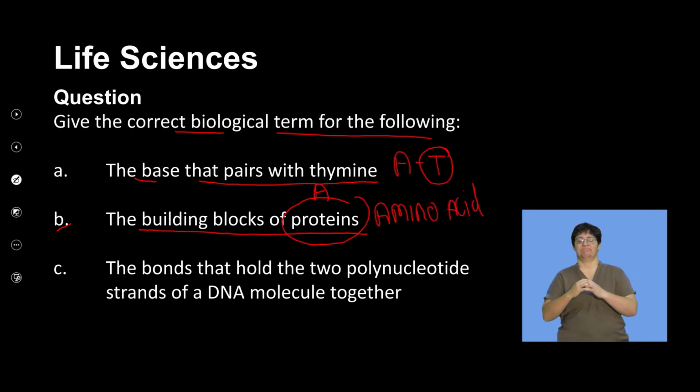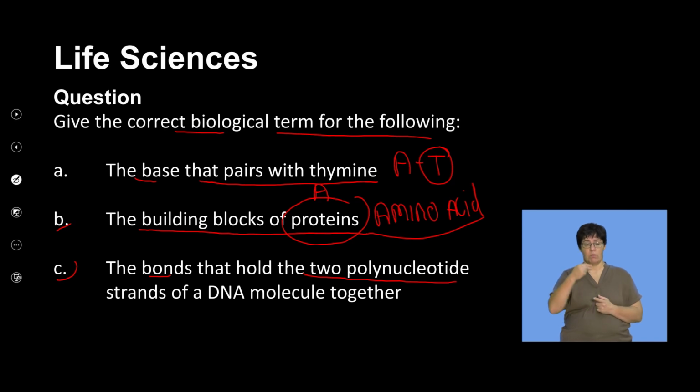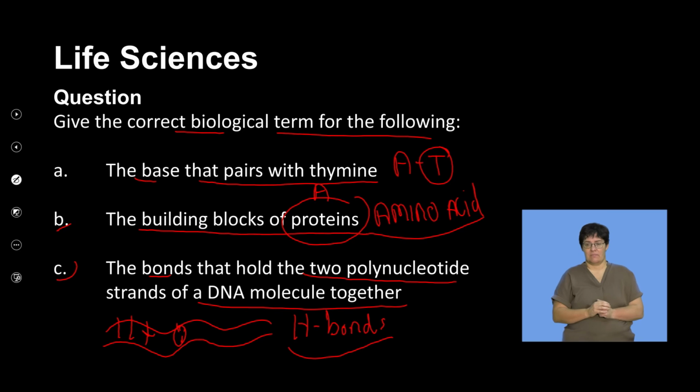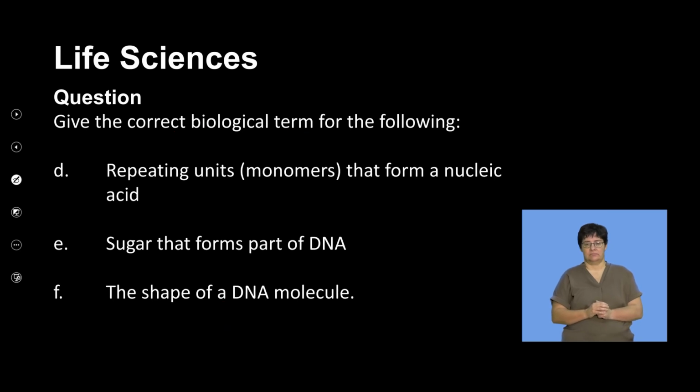So we know that amino acids put together form proteins, or the monomers of proteins are called amino acids. Let's look at C. The bonds that hold the two polynucleotide strands of DNA molecules together. So we said that DNA is double-stranded and it has these complementary base pairs. And they are held together in the middle by what we refer to as your hydrogen bonds. So it's our hydrogen bonds that hold them together.